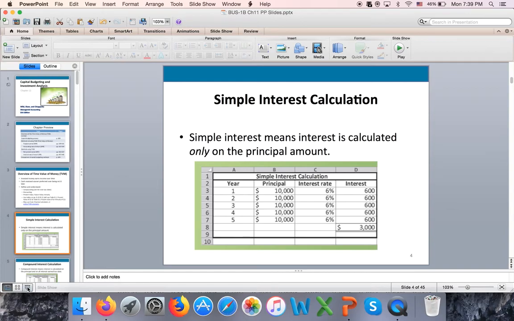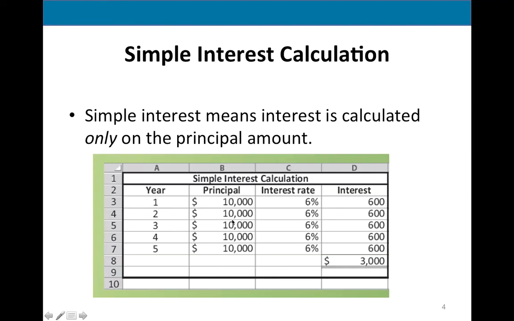Okay, so simple interest. This is simple interest, right? I invest $10,000 and I earn interest only on the principal, not on the additional interest. So let's say I am investing $10,000 and I'm earning 6%. So every year I earn $600. So after 5 years, my total interest earned is $3,000.